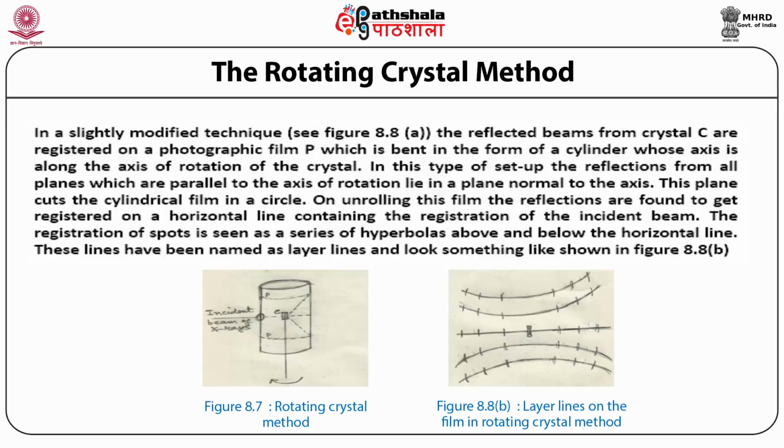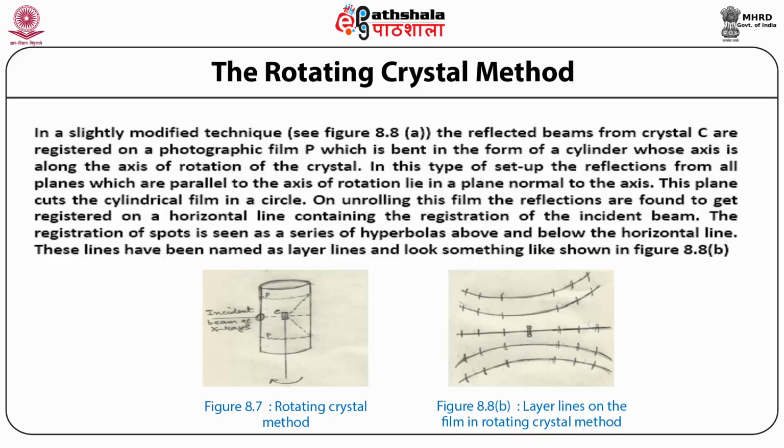P, which is bent in the form of a cylinder whose axis is along the axis of rotation of the crystal. In this type of setup, the reflections from all planes which are parallel to the axis of rotation lie in a plane normal to the axis. This plane cuts the cylindrical film in a circle.